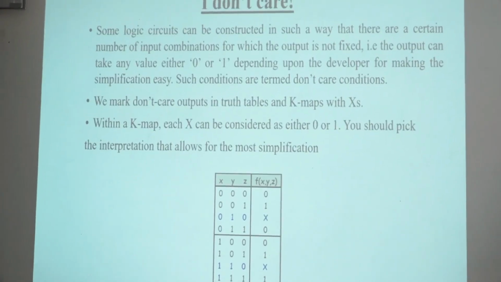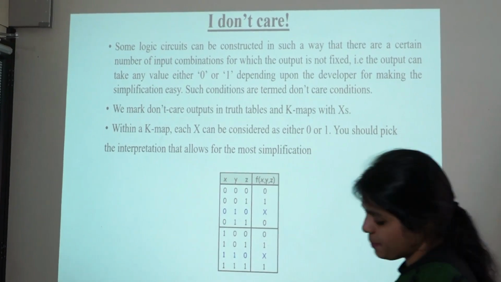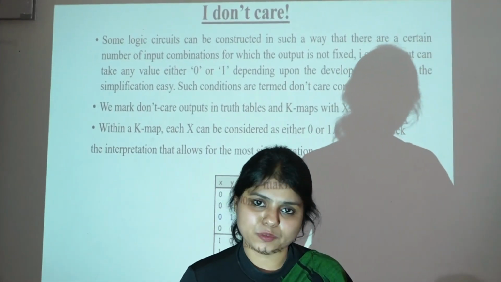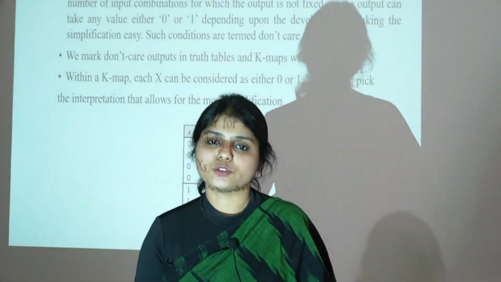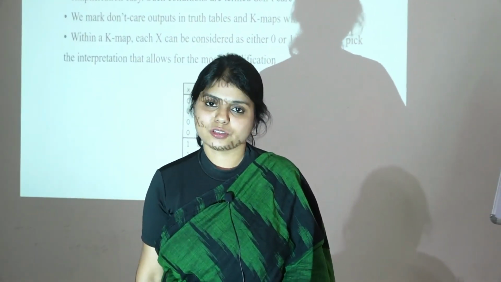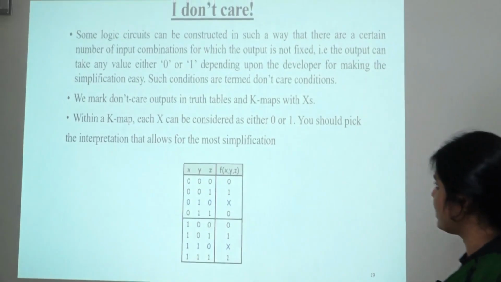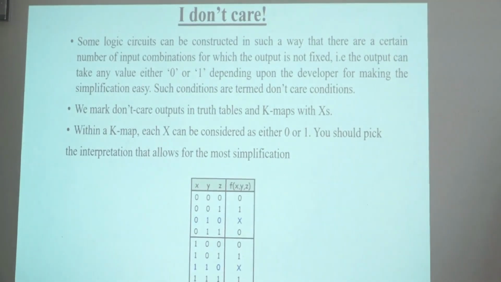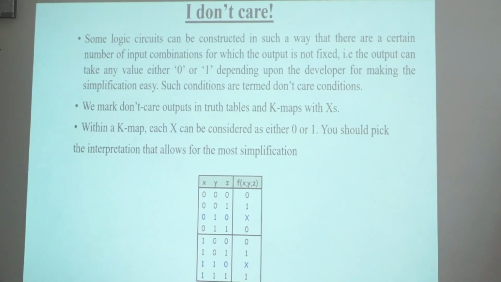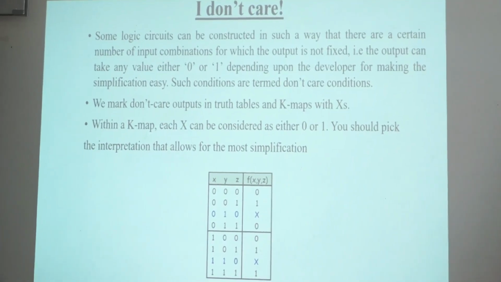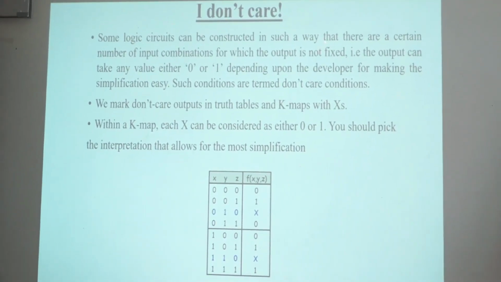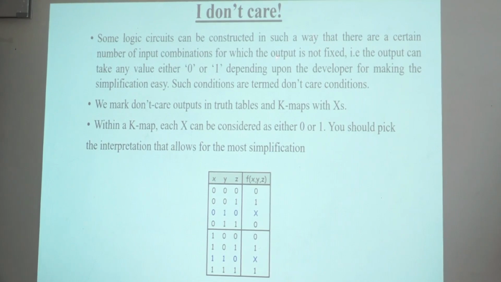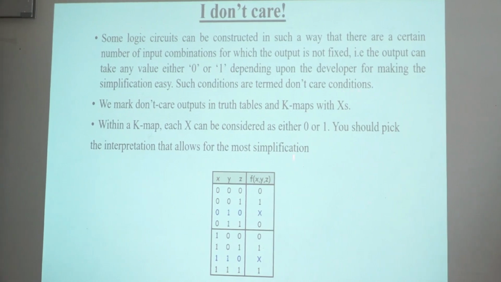Now, as I told you, these are a few examples that we have discussed on K-maps. Now, there is one small concept which is called don't care conditions. Let me explain what these don't care conditions are. There are some logic circuits which can be constructed in such a way that for some input combinations the output may not be fixed. The output can either be 0 or 1 based on the user's requirement. Such cases we term as don't care conditions.